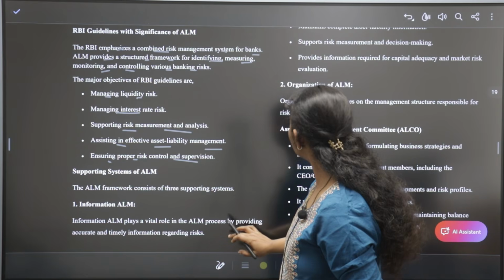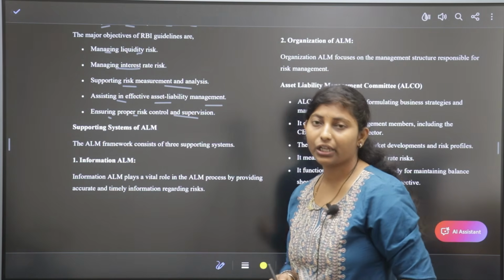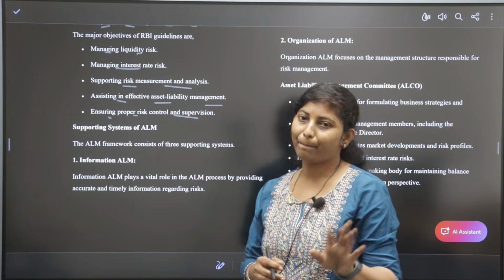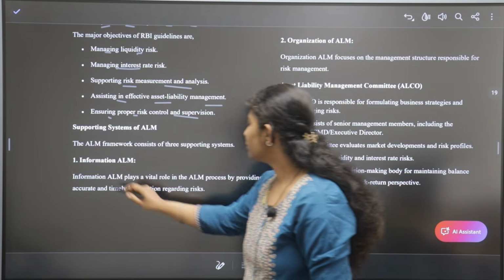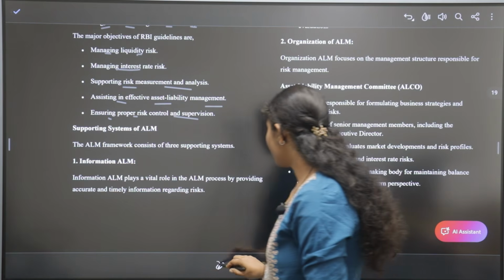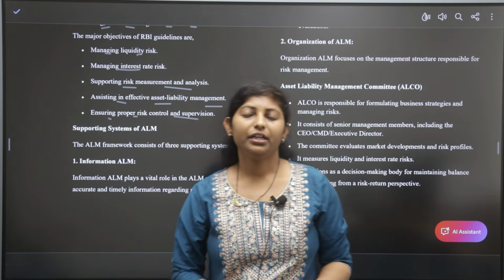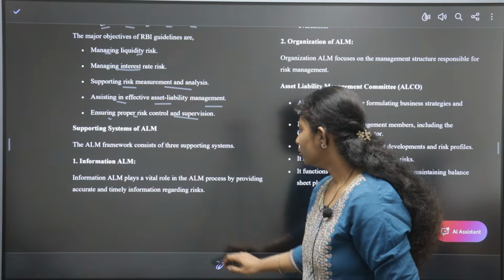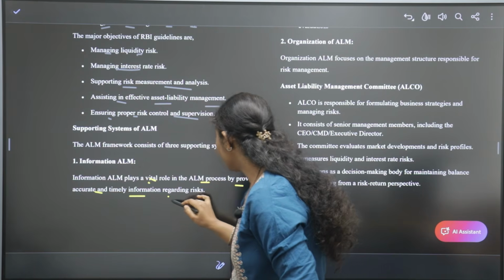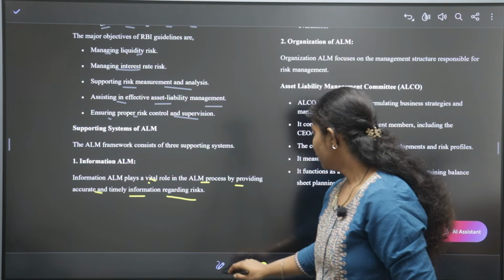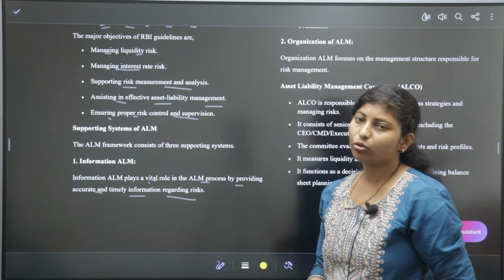Next we have the support system of ALM: how ALM supports the financial institution. Financial institutions are nothing but banks. So how does the support system work? The first one is information ALM. Information ALM means overall full information regarding assets and liabilities, which helps the banks. It plays a vital role in the ALM process by providing accurate and timely information regarding risk to the banks.